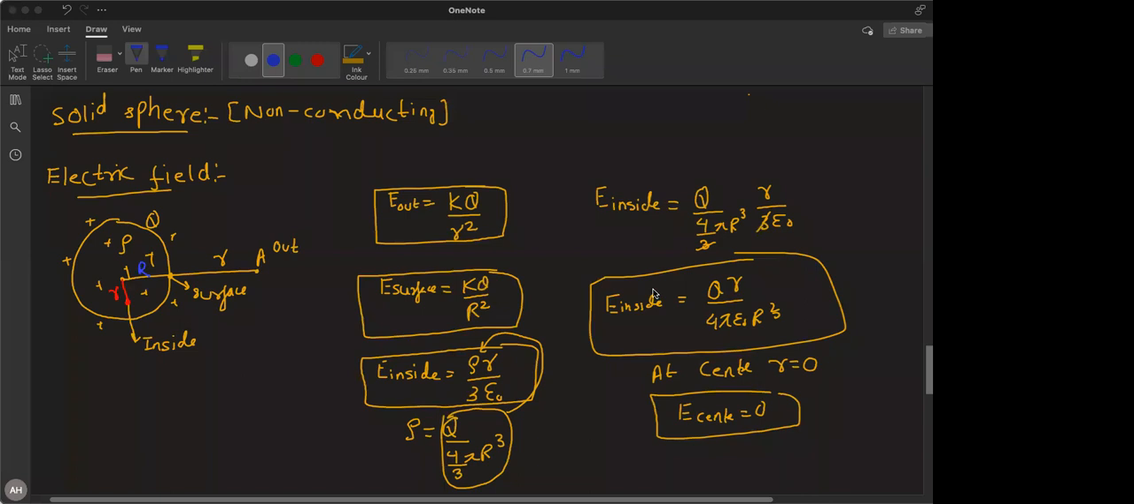Sir, what is small r? Is it the separation from the center or from the surface? Centers. It's always from the center.